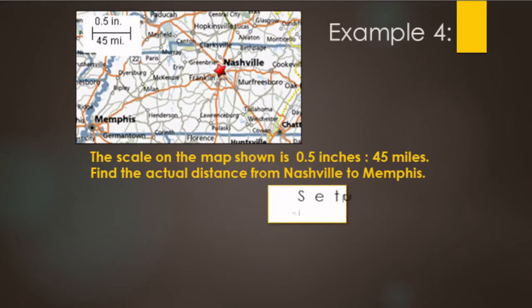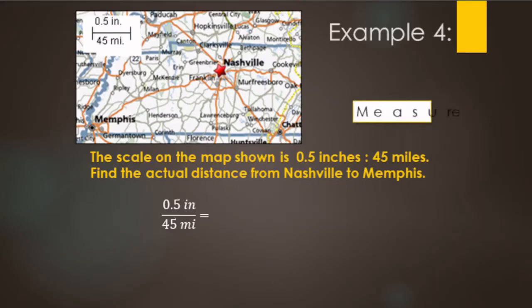So when we go to find the actual distance between Nashville and Memphis, we need to set up our initial ratio. That's from the key or from words here. So here's our initial ratio. It's going to be ½ an inch to 45 miles. And again, that information is also here, 0.5 inches to 45 miles.